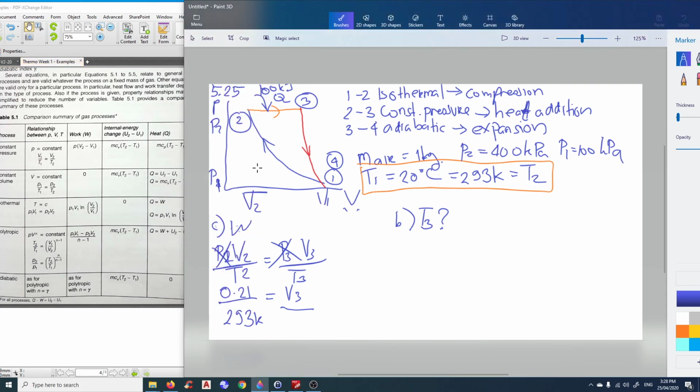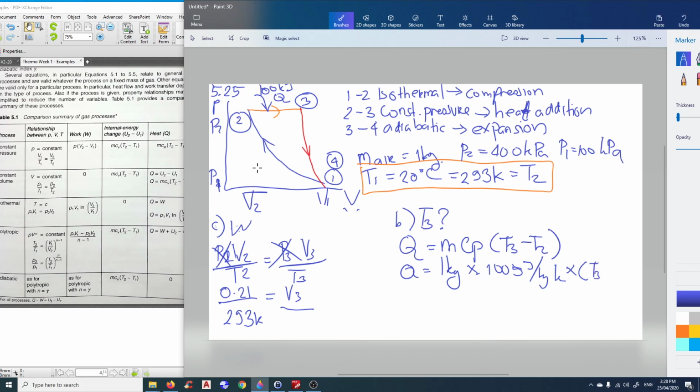So we can go here, so Q equal to m Cp. Now it's always final minus initial, so T3 minus T2. That's 1 kilogram. Cp for air is 1005 joule per kilogram Kelvin multiplied by T3 minus 293.